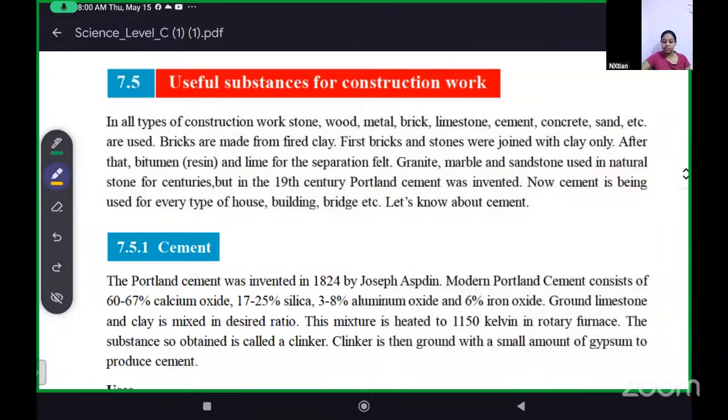Before, people used to make buildings with bricks and stones. They were joined with only clay. After that, they used to use resin and lime. Then granite, marble, and sandstone were used. Now, for the making of houses and buildings, before, if you see, the buildings and houses were made up of stone, right? Stone, marble, and granite. Nowadays, do we make a whole house with marble, granite? No, right? If you've seen the palaces and all, they're made up of marble, granite, sandstone, and all of that. But now we use cement.